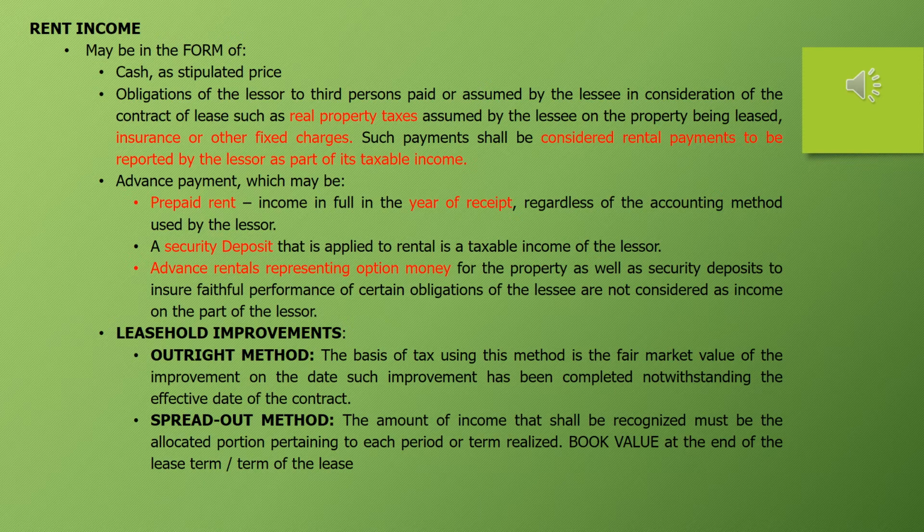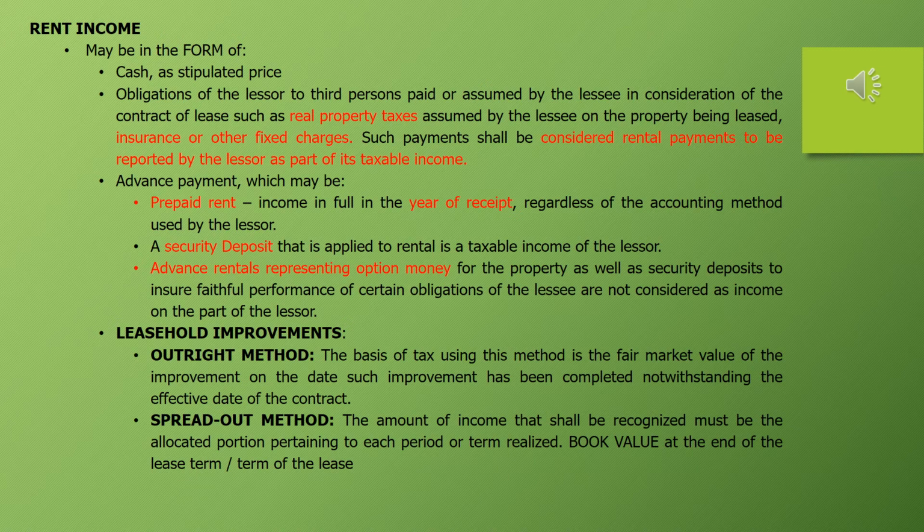Ayan. However, kapag spread out method naman, the amount of income that shall be recognized must be the allocated portion pertaining to each period or term realized. So, book value at the end of the lease term. So, sa spread out, kung ilan yung life or year ng lease term, i-recognize natin siya every year. Okay? Pertaining or in proportion to the years of the lease. Okay? Or the lease term. Ayan. So, ang book value, yung natin, i-divide. I mean, yung excess ng value.